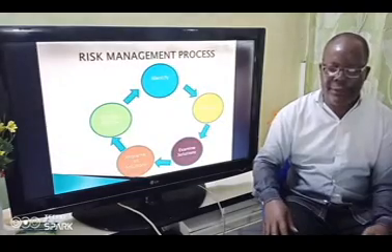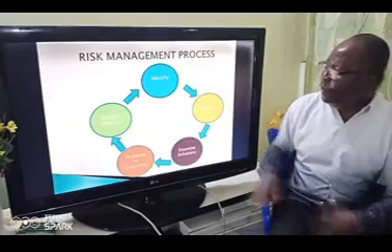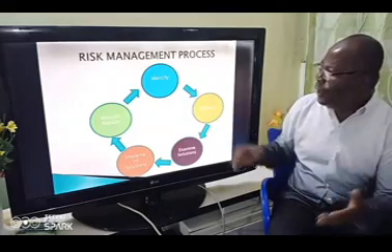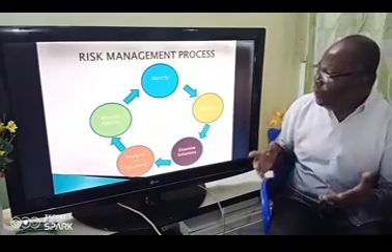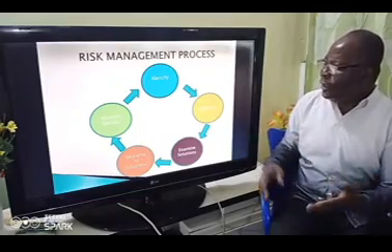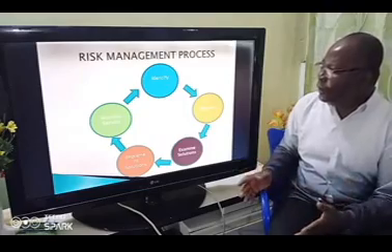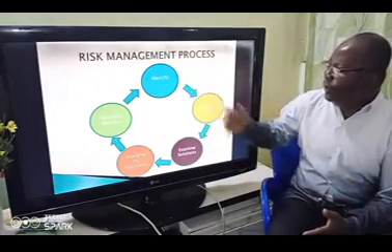A crucial aspect of risk management is the process. Now let us look at the process. The very first one is to identify the risk. What kind of risk is that? Is it fundamental risk? Is it pure risk or speculative risk? So you should be able to identify the risks.